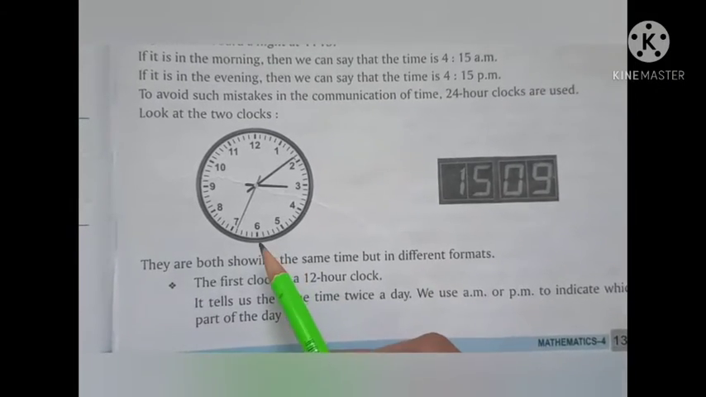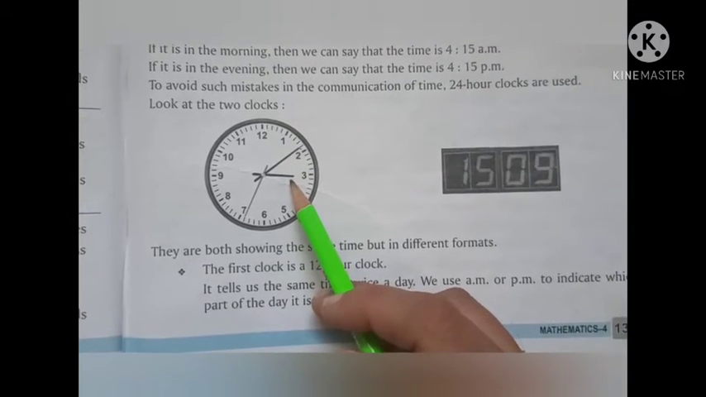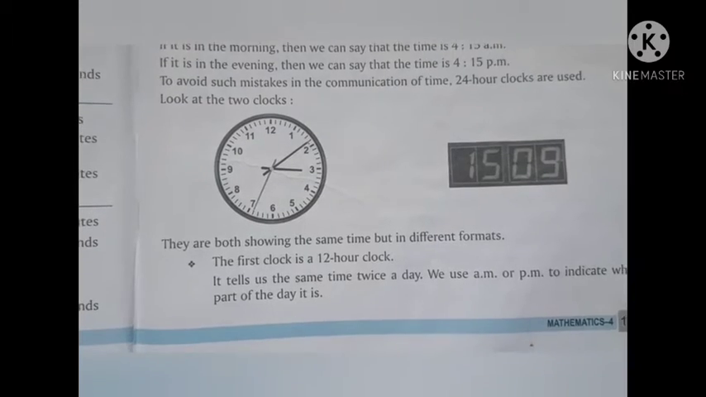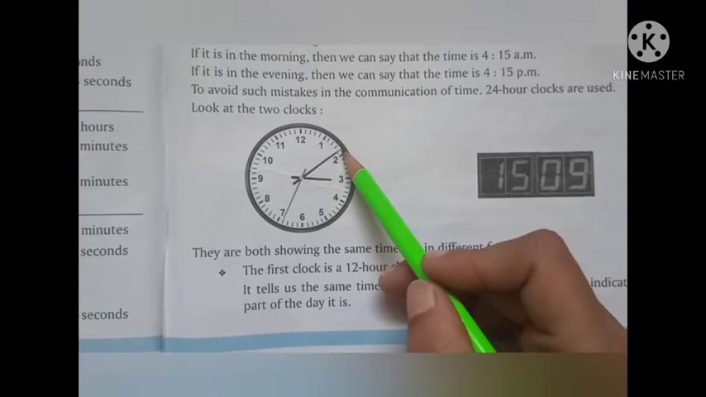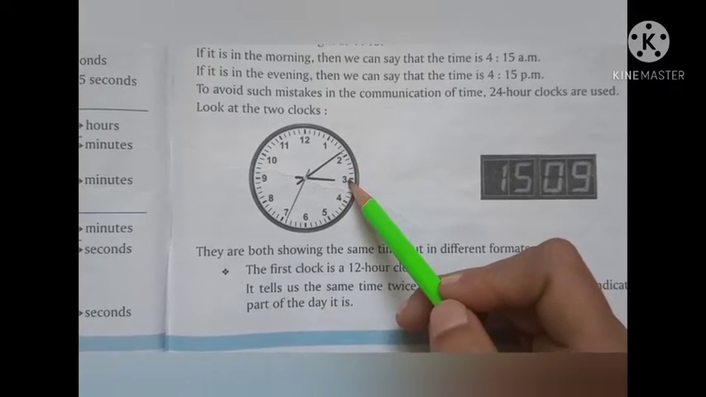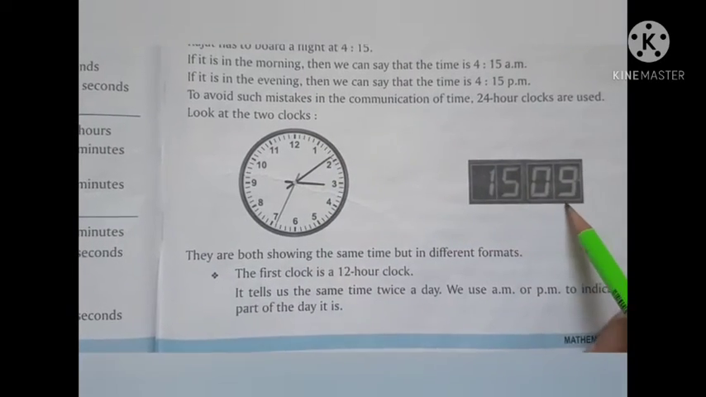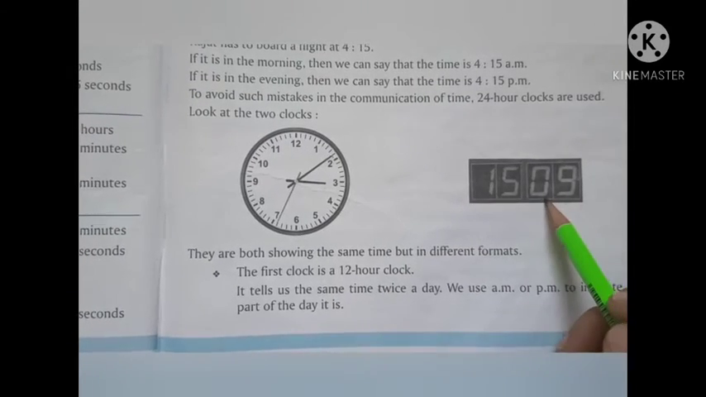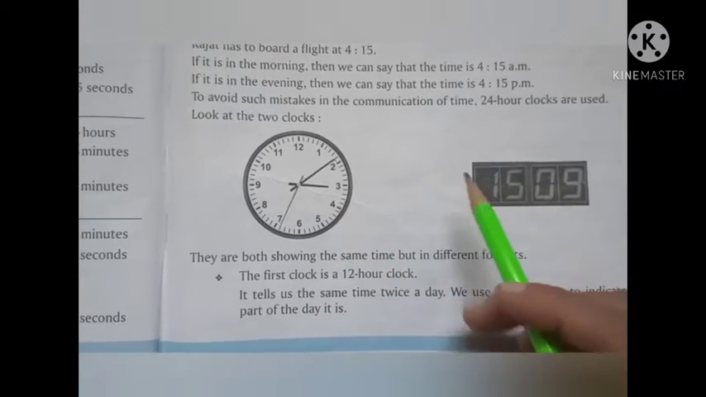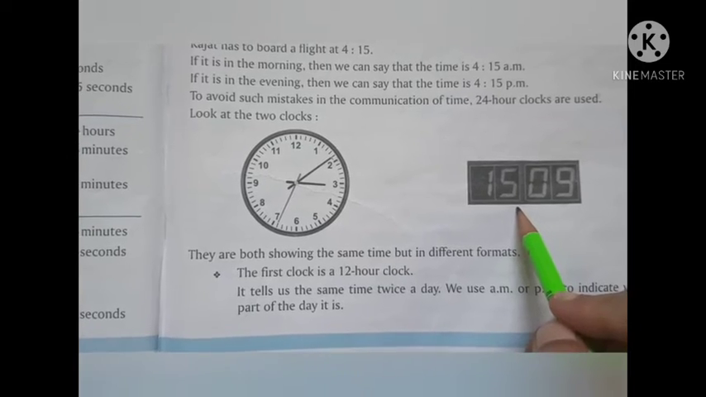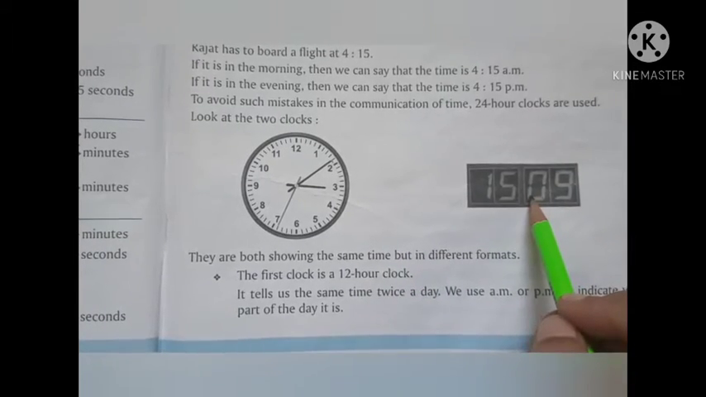So students, here you can see two clocks, right? Let us see what is the time on this clock. The short hand is pointing towards 3, and the long hand, that is the minute hand, is 1 division before 2. So we can say it is 3 o'clock, and after 3 o'clock it is 9 minutes, or we can say 9 past 3, right? In the other watch, which is a digital watch, it shows 1509. This watch is a 12-hour format watch, and this watch is showing 24-hour format. So 12 plus 3 is 15. The same time is shown by both these clocks.